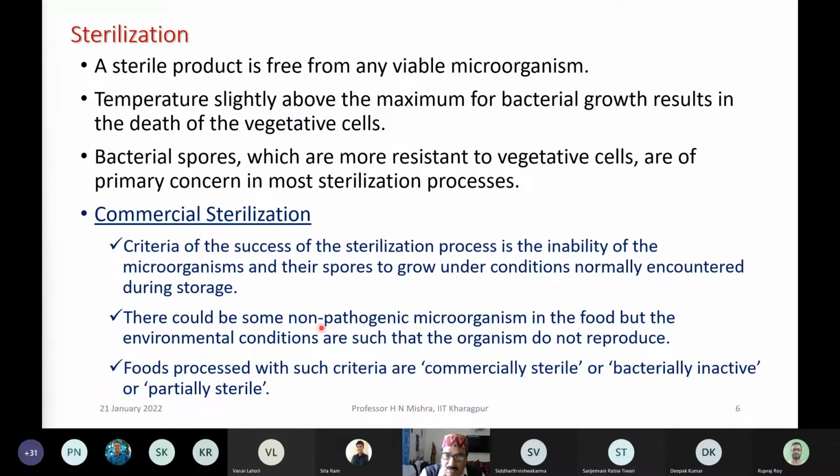I told you there could be some non-pathogenic microorganisms in the food, like Bacillus stearothermophilus, Clostridium botulinum, or such other microorganisms. The environmental conditions are maintained in such a way that the organisms do not reproduce, do not grow, and do not spoil the food. Foods processed with such a criterion are commercially sterile, bacterially inactive, or partially sterile. That is why the term commercial sterilization is used.